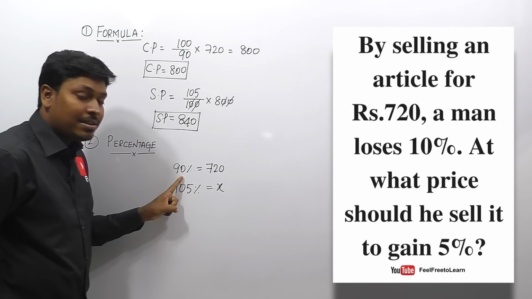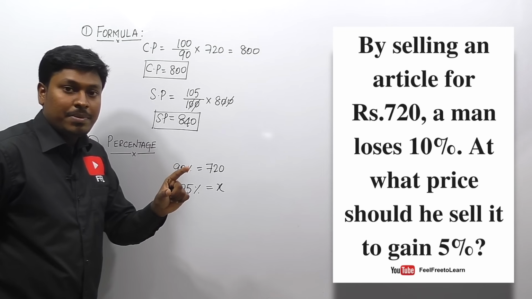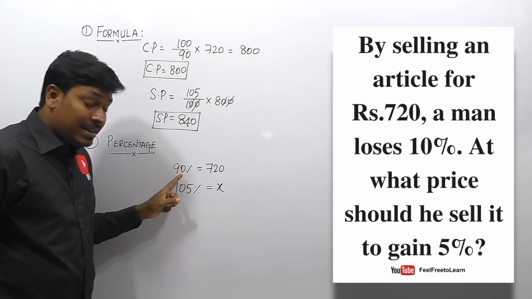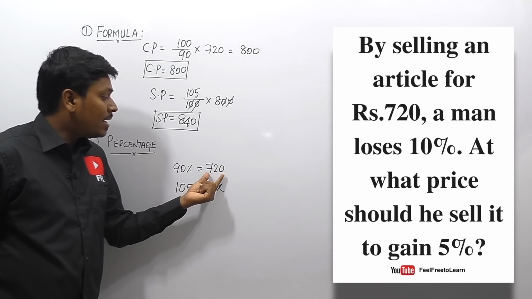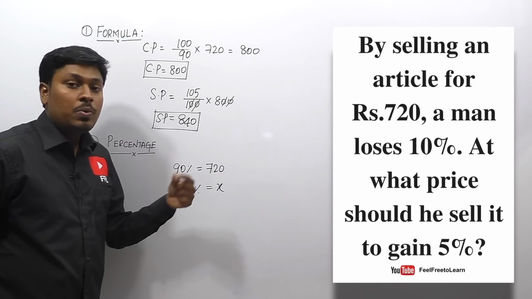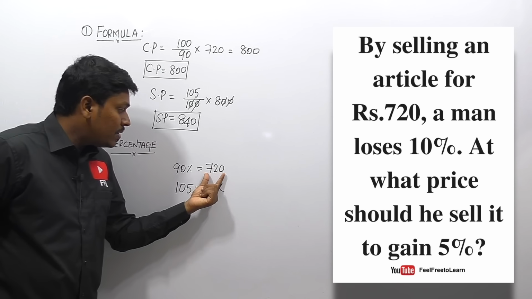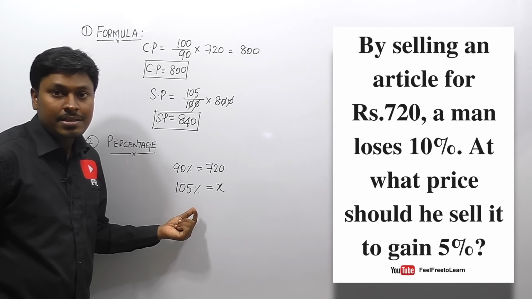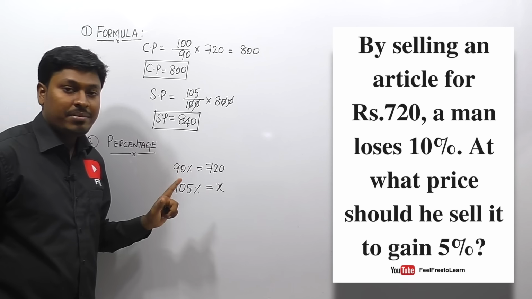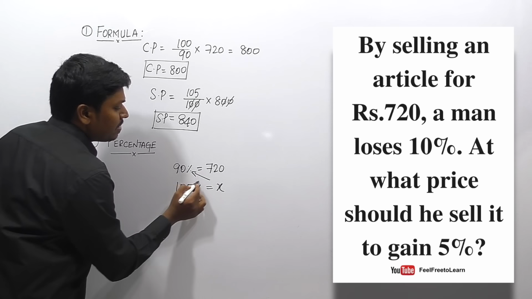So 90%, that is 100% cost price, 10% loss, 90% will be the article that is sold for 720. Now he decided he wants to sell this article for a 5% gain. 100% cost price, 5% gain, 105% is equal to x. Just cross multiply, friends, similar to the previous pattern, right?